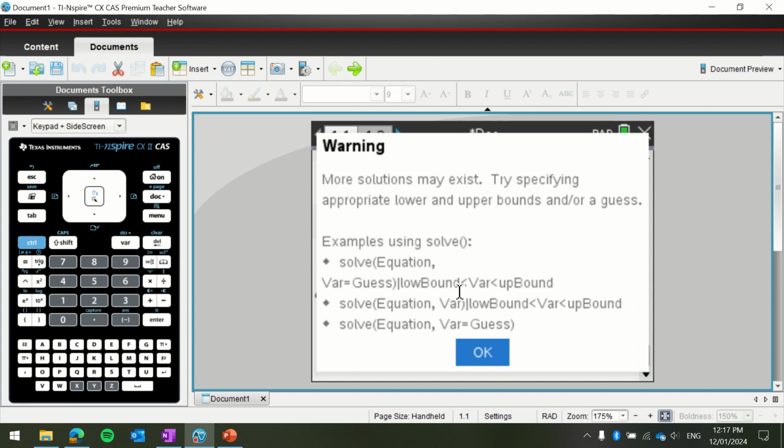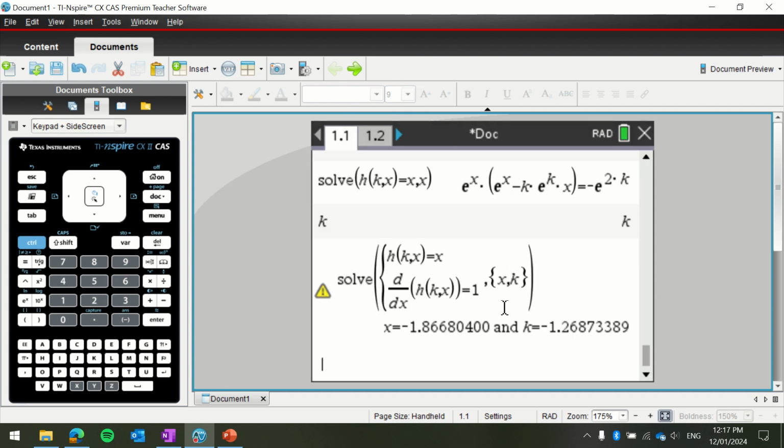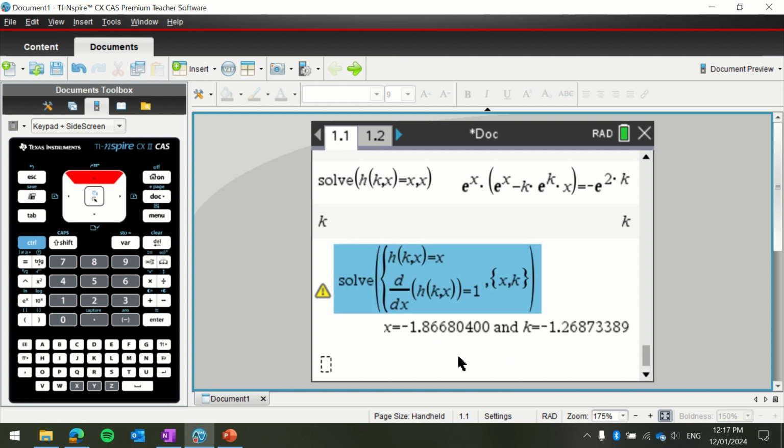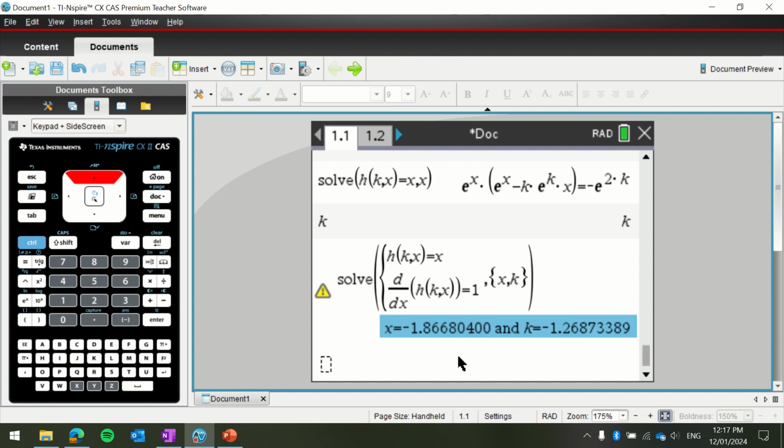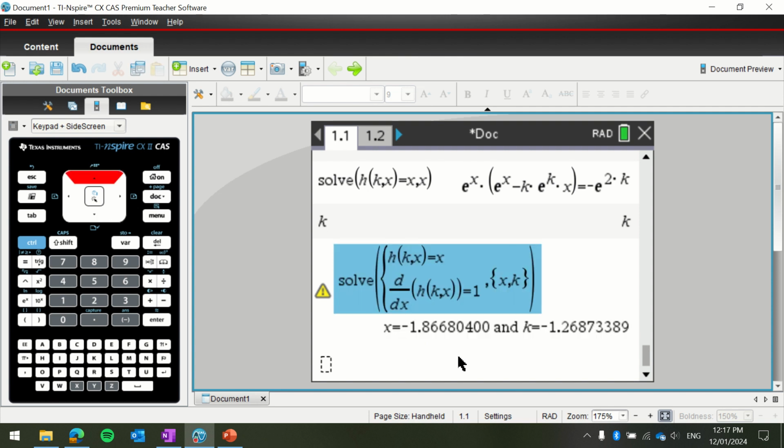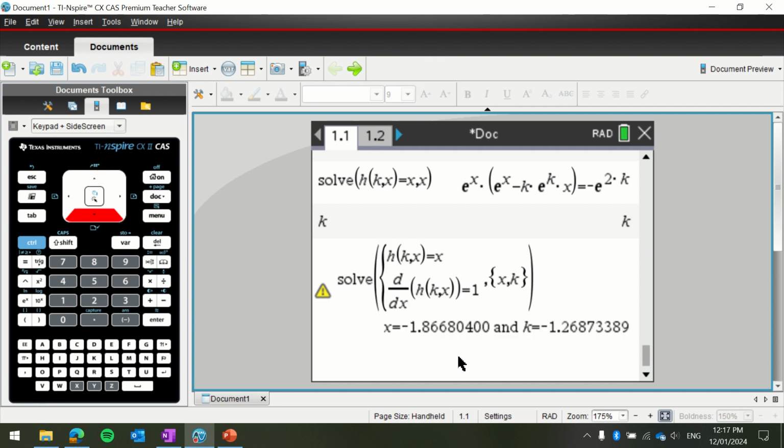And then if you click the yellow one, it says many solutions may exist, and it says try specify appropriate lower and upper bound and or guess and so on and so forth. But I do not believe you can specify the domain when you are doing simultaneous equation. I think if you do one equation, you can specify the domain, but when you do simultaneous equation, I do not know of an easy way to specify domain for both x and k. If you know of a way, please comment below.